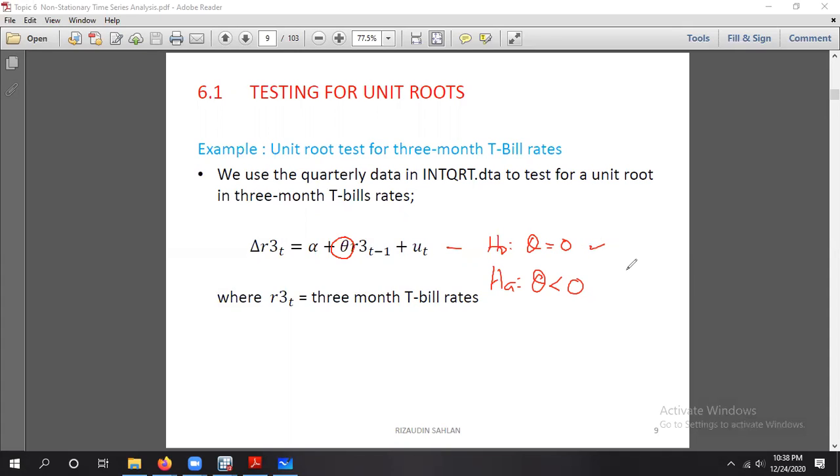Like I said before, in time series analysis we must make sure that our data is stationary. Stationary refers to when the mean, the variance, and also the covariance are constant over time. Okay, let's look at how to perform this test with the data.